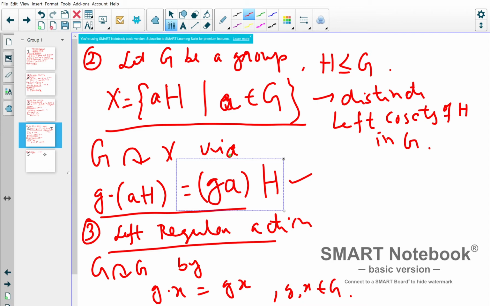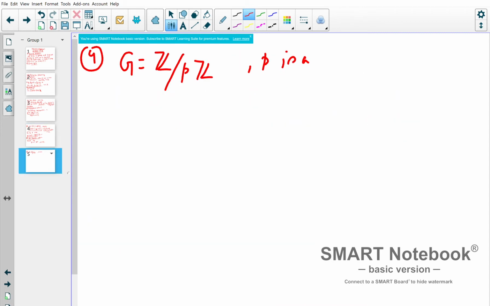Now let me define one more action. Suppose my group G is Z mod pZ, the group of residue classes modulo p with addition modulo p, where p is a rational prime.